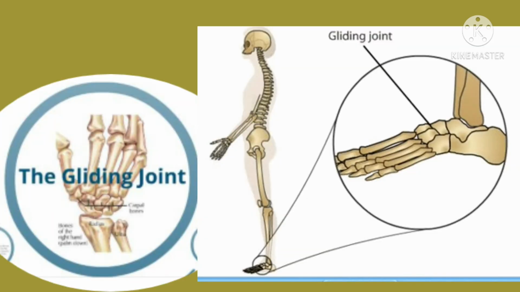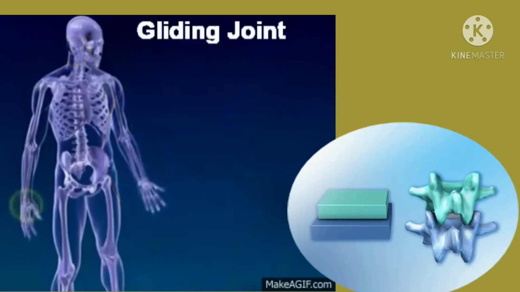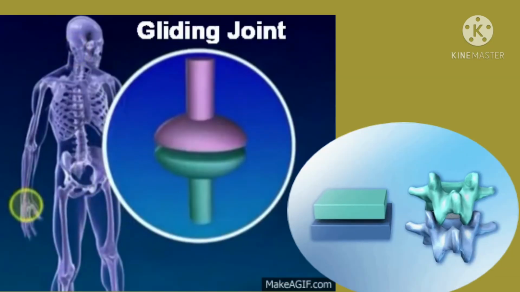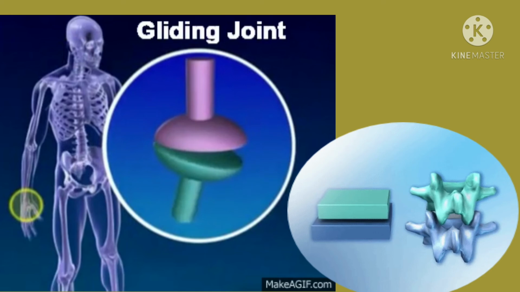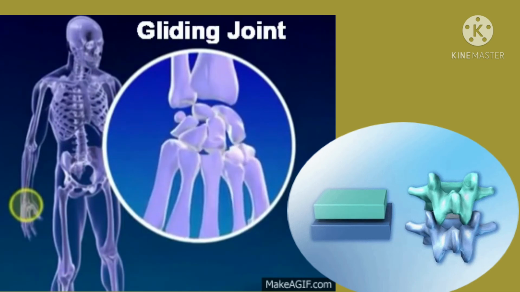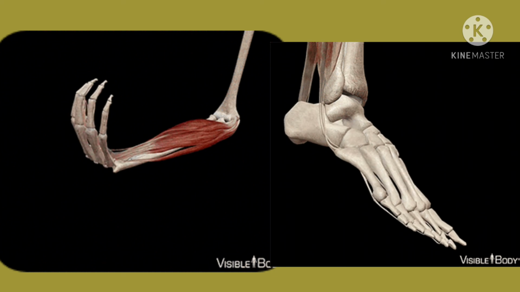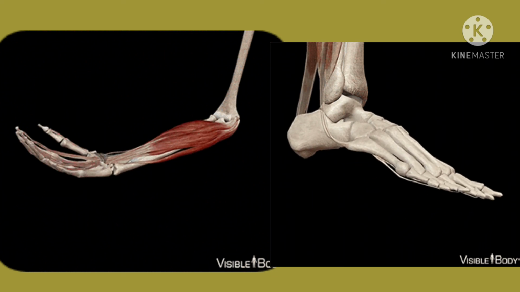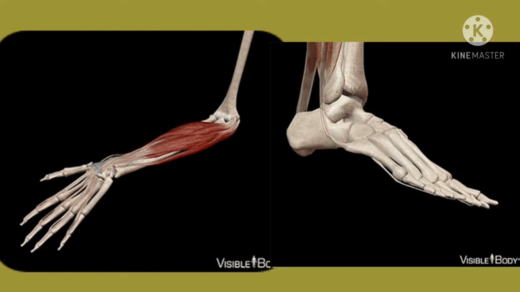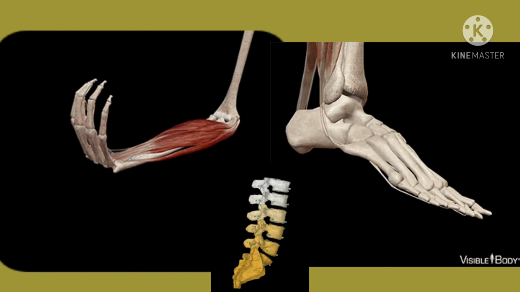And fourth, gliding joint. In a gliding joint, two bones slide over each other. This joint allows only limited movement. These bones have flat ends and can move from side to side as well as back and forth. The joints at the ankle and the wrist, as well as the joints between the vertebrae, are examples of gliding joints.